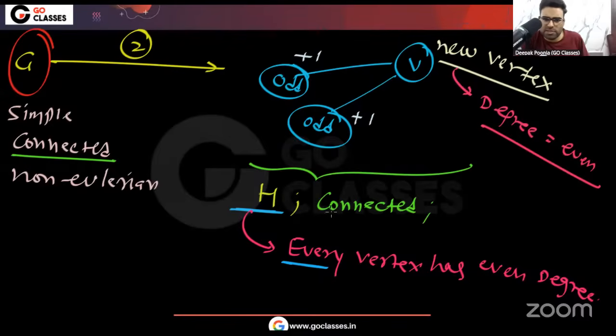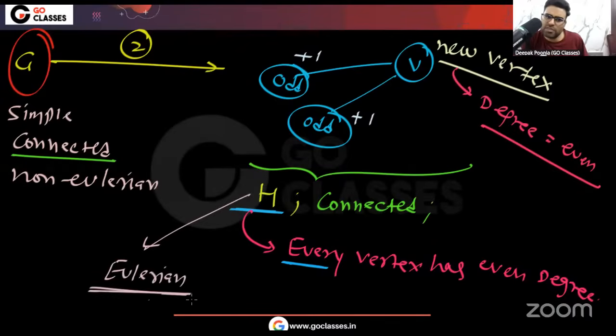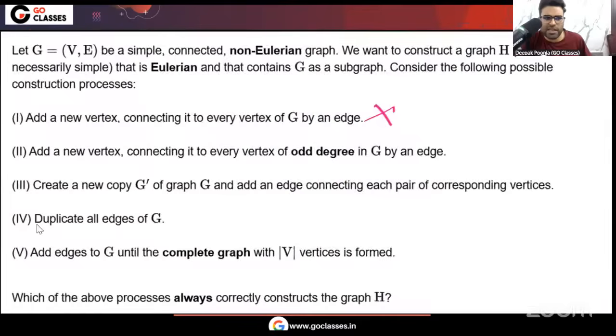And this new graph is connected, and every vertex has even degree. So definitely I can say that this graph is a Eulerian graph. This is what we want. Yes or no? So definitely I can say that the second solution will always work. It will always correctly construct Eulerian graph H. That is what we want. Okay, now let's see the third one.